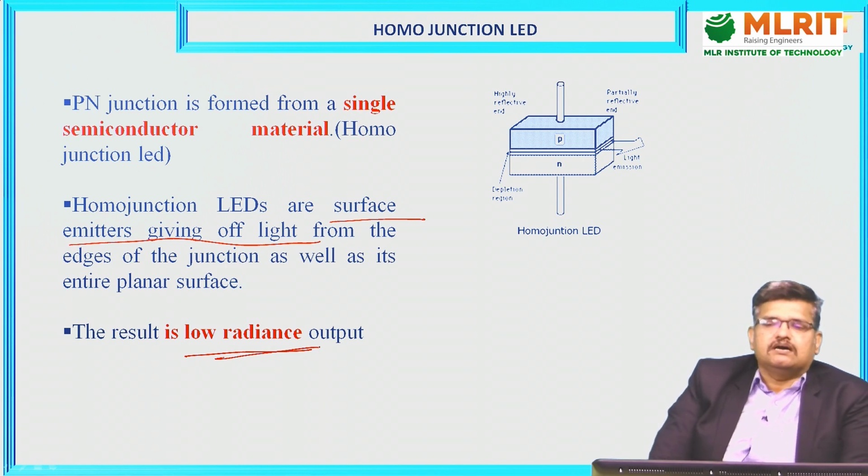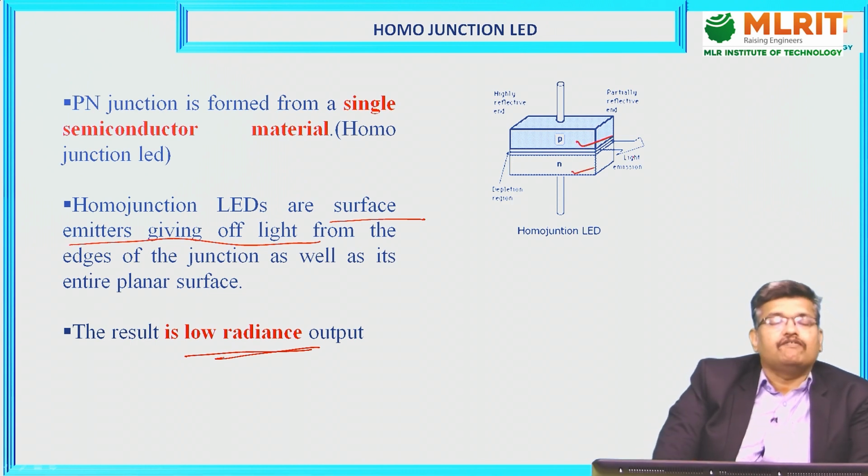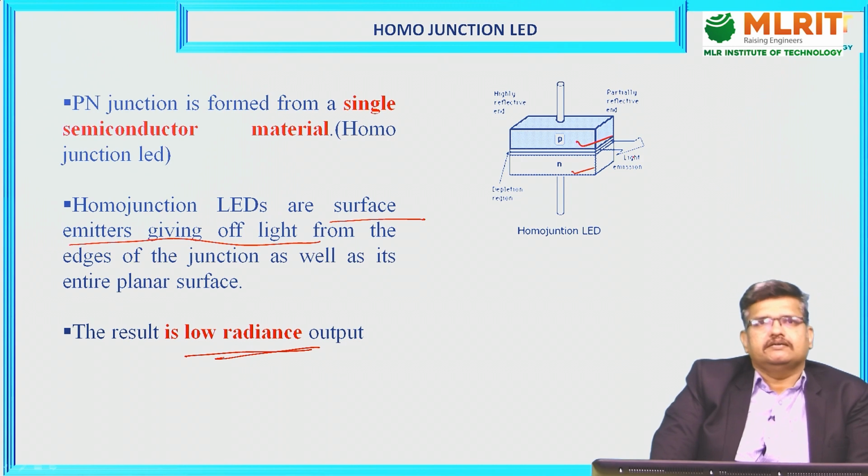If we see here the P type, here the N type, and here the depletion layer. At that junction, it can emit the light signal. But the main thing is that this homojunction LED can give only a low radiance output.